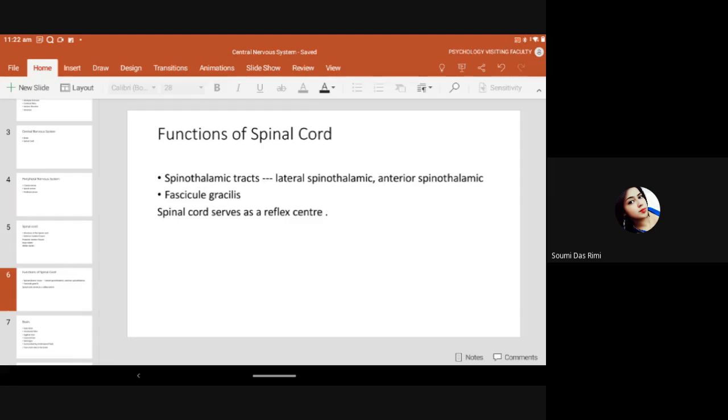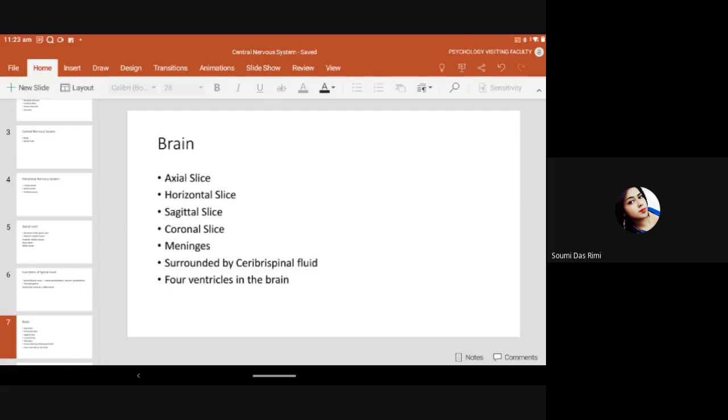Now, what is this noxious stimuli? Do you know? Any toxic stimuli or any negative stimuli that you can see or you can feel. So that is the noxious stimuli. So in the next slide, I will start with the brain.